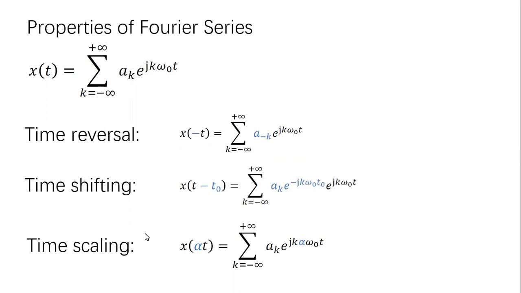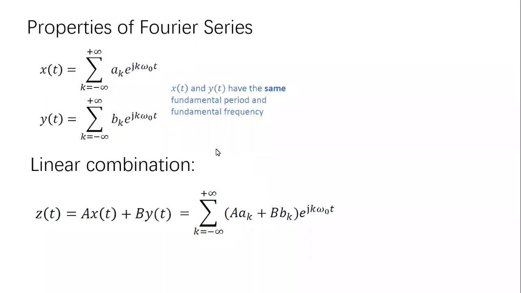And time scaling, x of alpha t. So the coefficients do not change, and the exponentials are changed to exponential jk alpha omega zero t. It means that the fundamental frequency is changed from omega zero to alpha times omega zero. Also, we have the property of linear combination. If we have two periodic signals, x of t and y of t, they have the same fundamental period and fundamental frequency, then their Fourier series are shown here, and the linear combination of x of t and y of t is z of t.